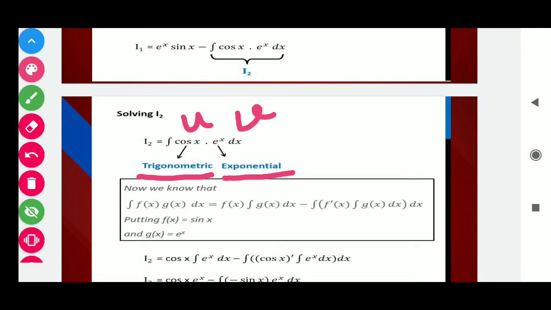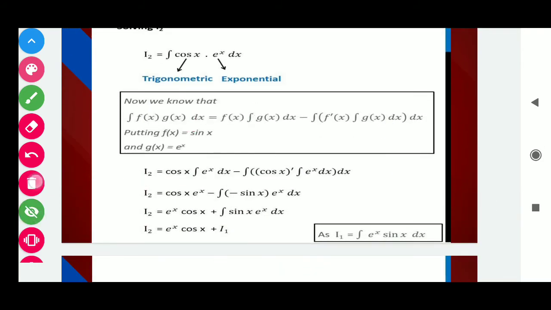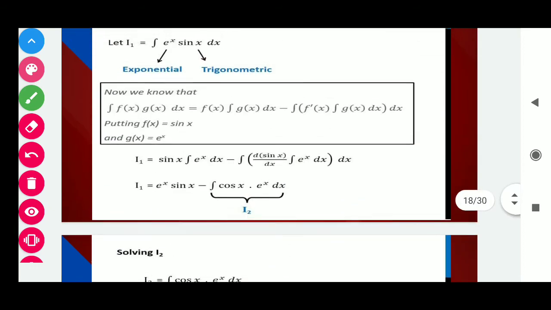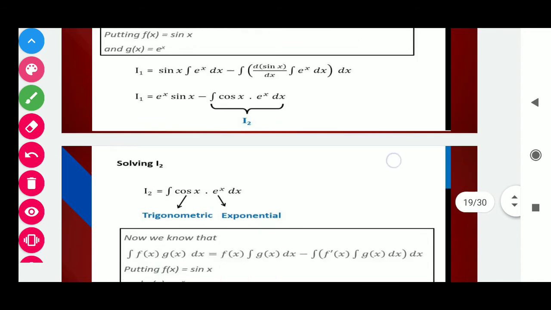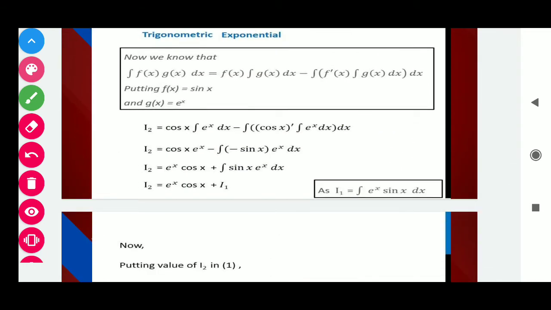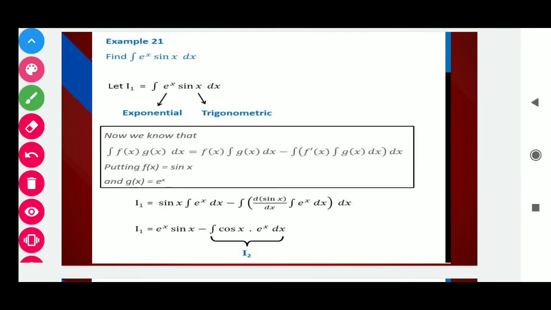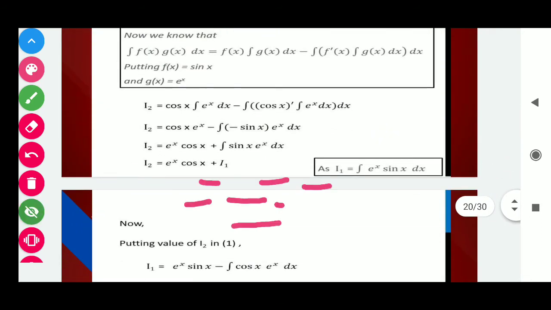We get first function as it is, integration of exponential, minus derivative of cos x, integration of exponential, and whole integration. So here apply the formulas of integration. Integration of exponential remains as it is. Derivative of cos x is minus sin x. Exponential integration is as it is exponential. Now students, you can observe that minus into minus is plus, again we get sin x e raised to power x. So students, this is our question e raised to power x sin x that appears again, and that is denoted by I1.